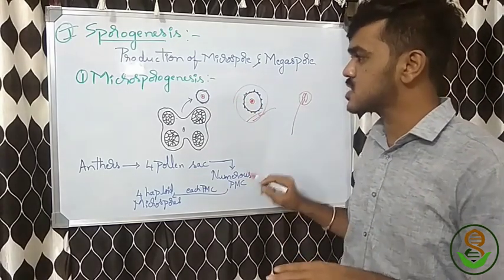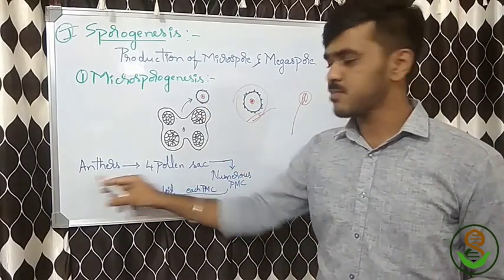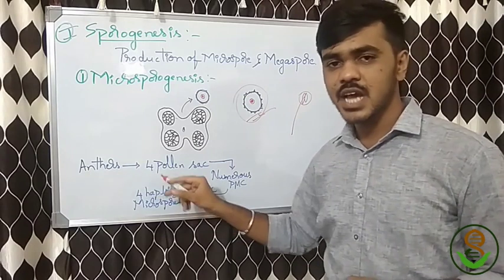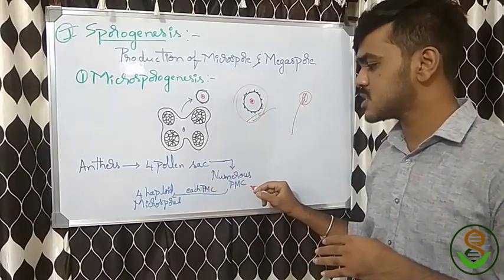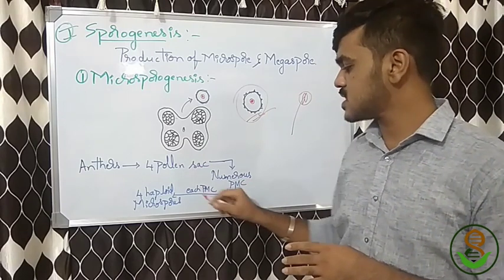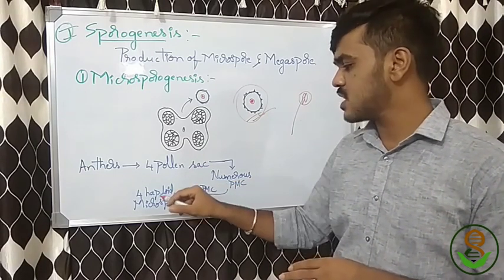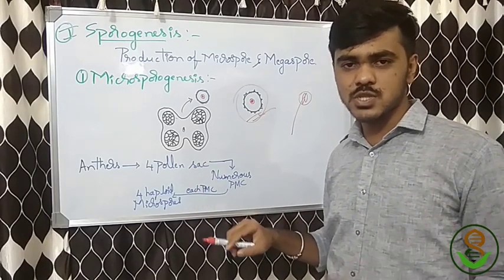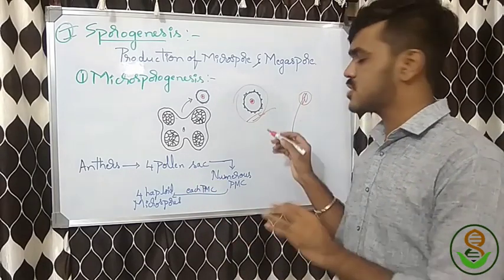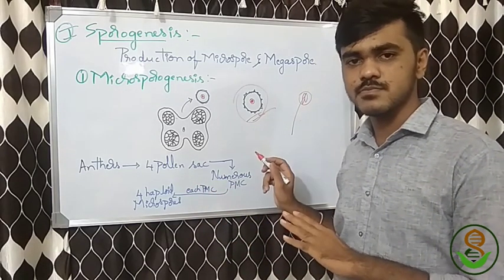The entire process is microsporogenesis. The anther has four pollen sacs. Each pollen sac contains numerous pollen mother cells. Each pollen mother cell will develop into four haploid microspores, which undergo thickening and develop into mature microspores.